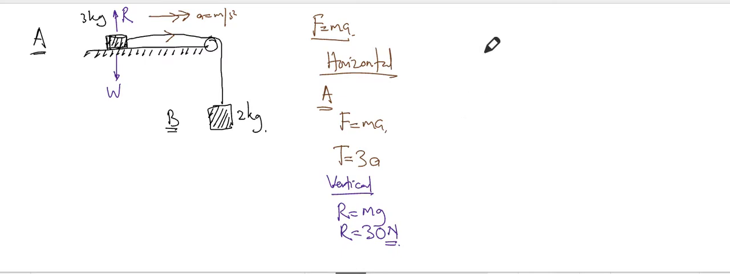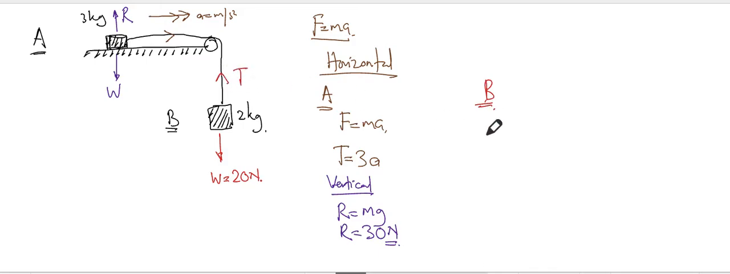Now at B, what's happening? At B, you have the weight acting downward, which is W equals mg. In this case, m is 2 kg and gravity is 10, so 2 times 10 is 20 Newton. So at B, while the weight is acting downward, there's another force acting upward, opposite to that, and this is the tension of the cable.